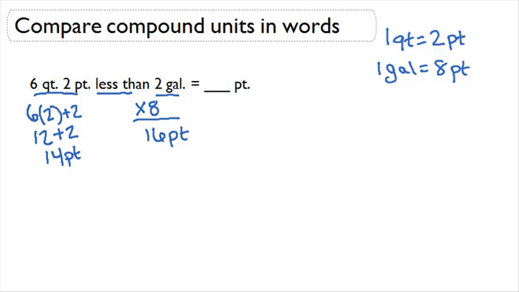So now our question is asking us, 14 pints less than 16 pints is how many pints? We're going to take our 16, subtract our 14, and find that what we have left over is 2 pints. So if we have 6 quarts and 2 pints less than 2 gallons, we have 2 pints.